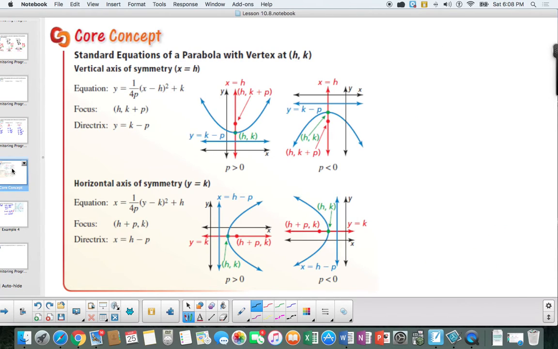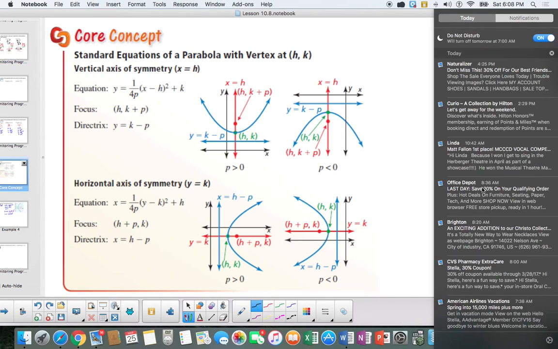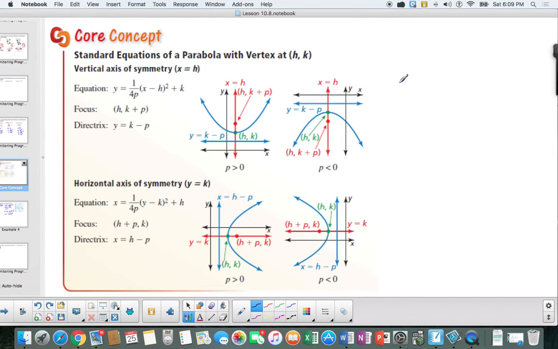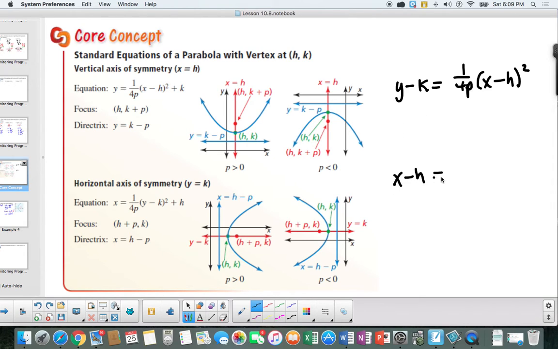Okay, now let's take the equation from where the vertex is 0, 0, and let's move it. Let's translate it. And when we do that, we get a format that looks something like this right here. I'm going to write it this way instead. Y minus k is equal to 1 over 4p times x minus h, quantity squared. And I'm going to write this one as x minus h is equal to 1 over 4p times y minus k quantity squared. And I'm not going to have that x and the y by itself.